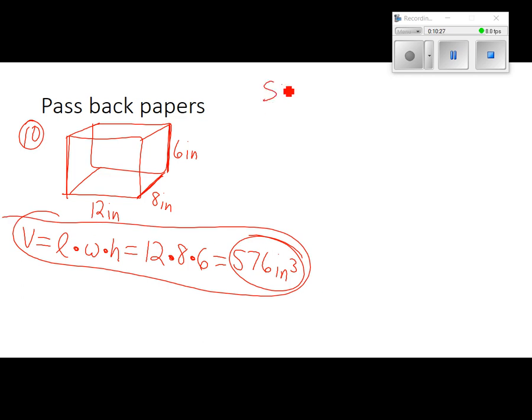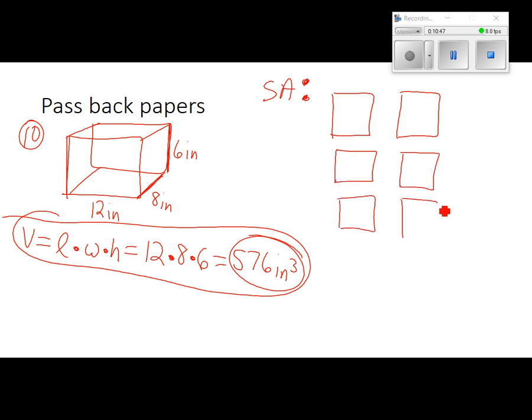Surface area. There is a formula to find the surface area, but we probably don't want to use it because it's a whole lot easier to just break this up into each face. How many faces does a box have? 6. All of them are what shapes? Rectangles. Now, they could be squares, but we don't know that for sure, right?